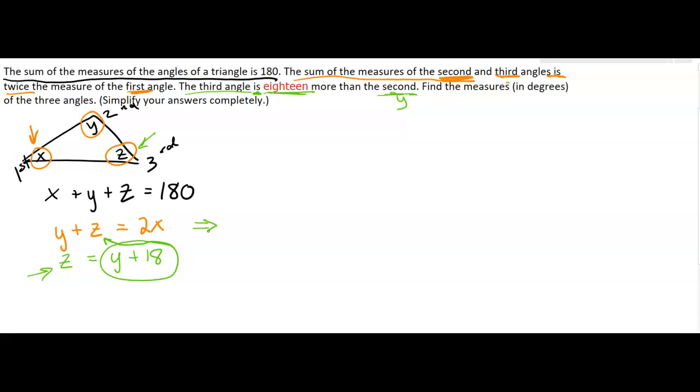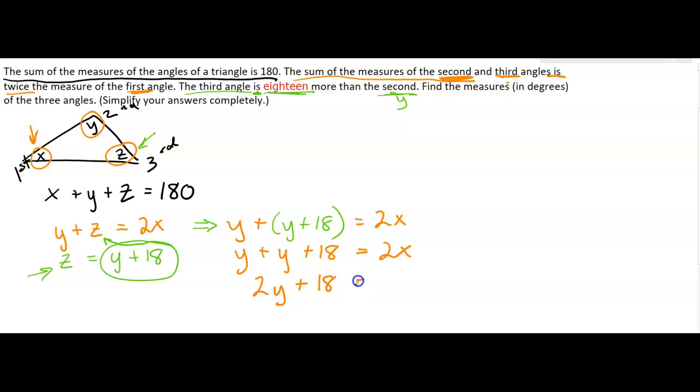So now my orange equation is going to become y plus, but not z. I'm going to write what z equals, y plus 18. Okay, that's the substitution. That's the idea. Equals 2x. Okay, if I do a little simplifying, y plus y is 2y, so 2y plus 18 equals 2x. And now I have an equation that has a y and an x. It doesn't have a z anymore. It just has y and x.